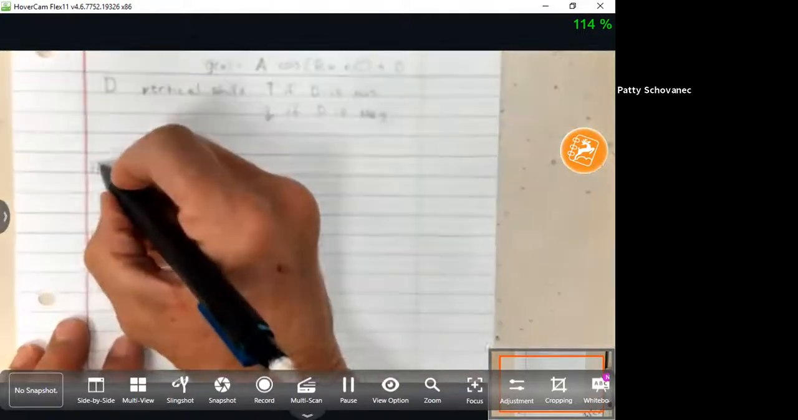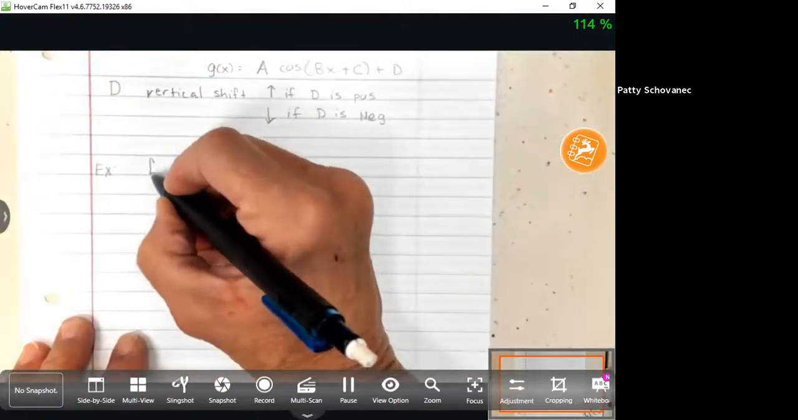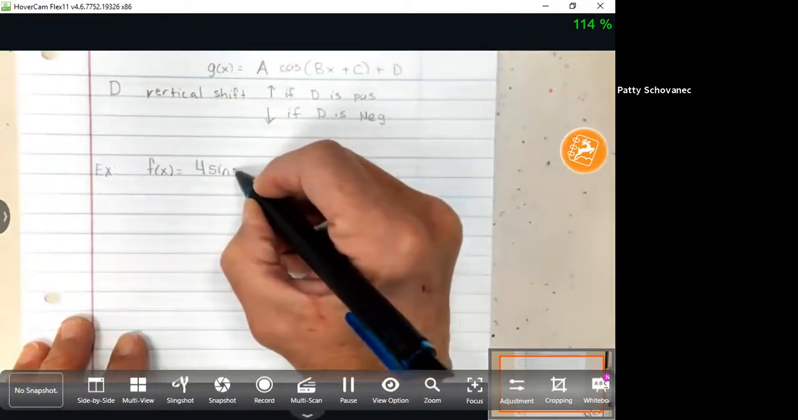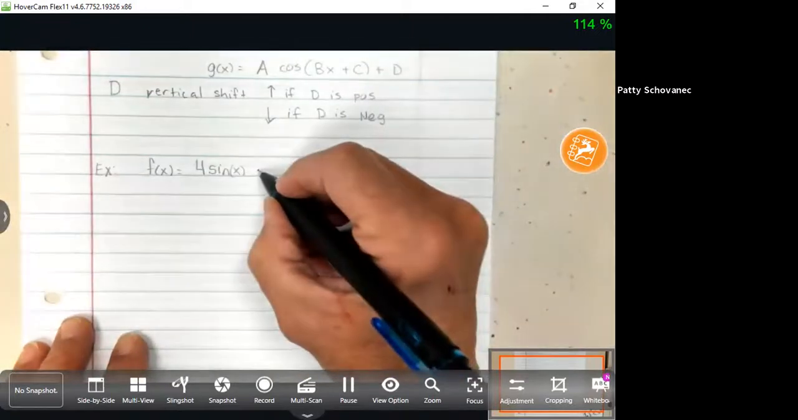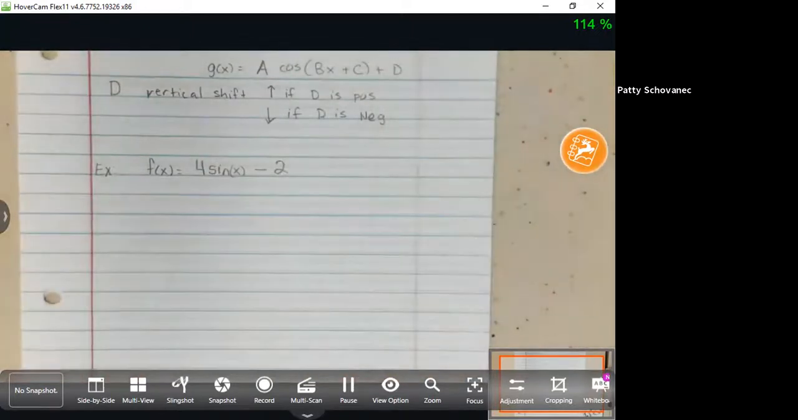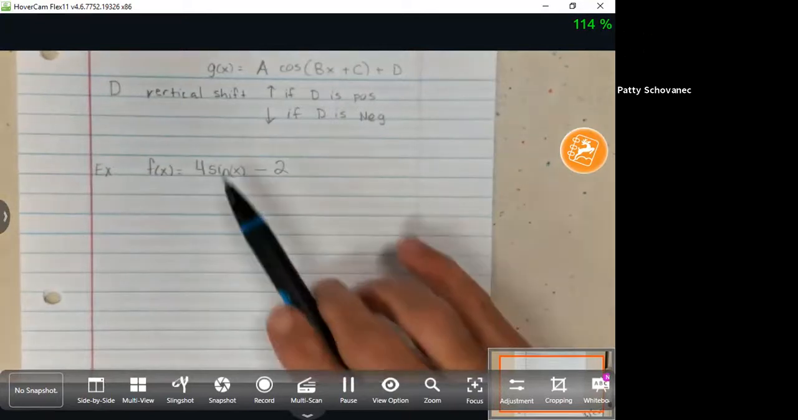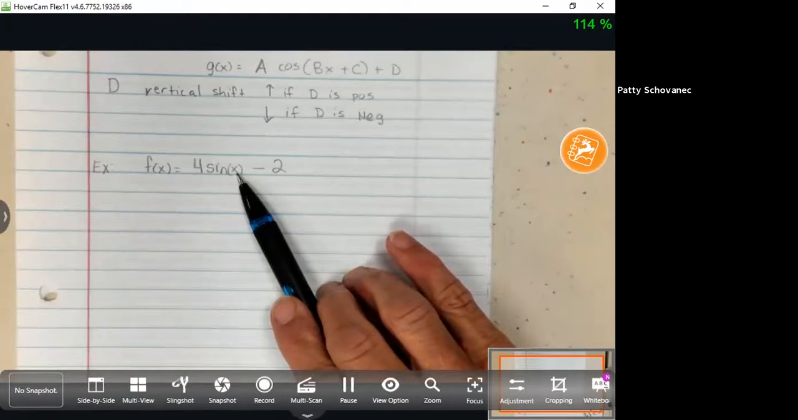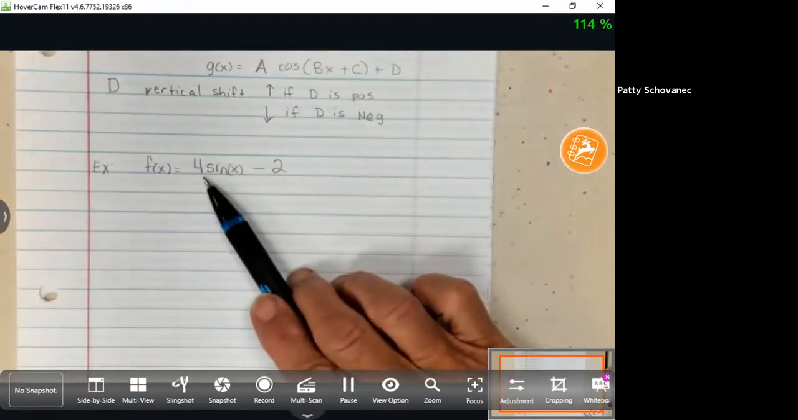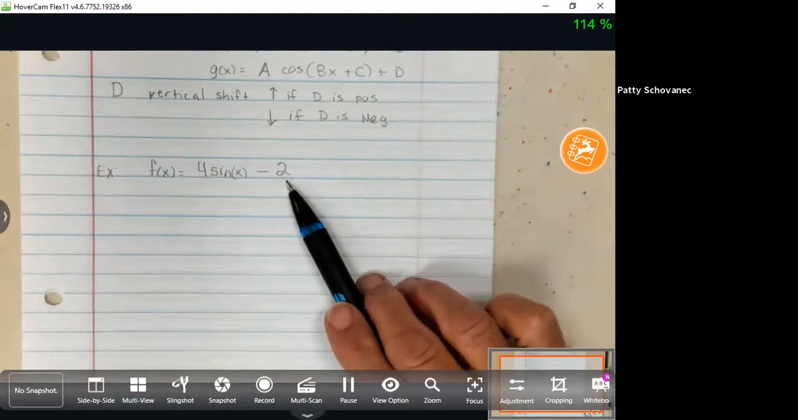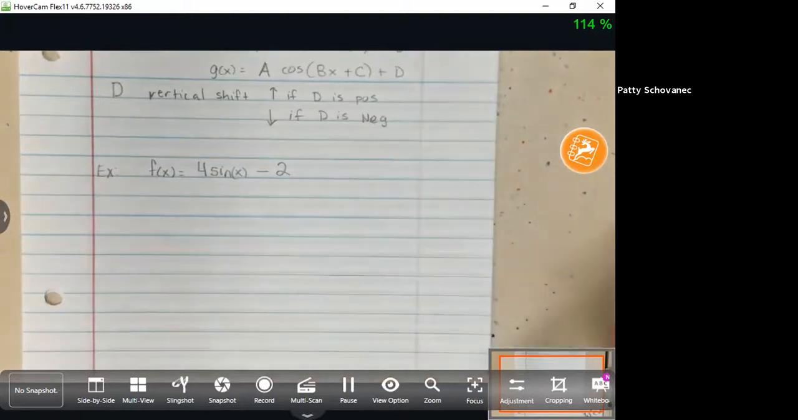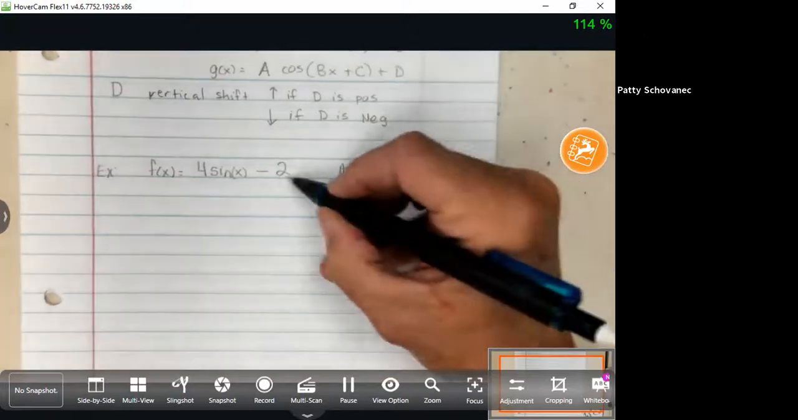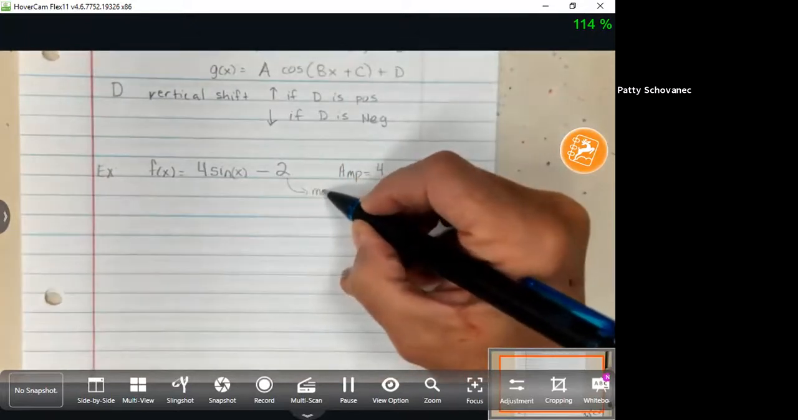So for example, suppose I want to sketch the graph of f of x is equal to 4 sine of x minus 2. So I haven't changed the period because I didn't do anything inside. I haven't changed the x at all. All I've done is change the y twice. I made it 4 times as tall, and then I picked it up and pulled it down 2 units. So I have the amplitude is equal to 4, and then this 2 is that it's moved down 2 units.